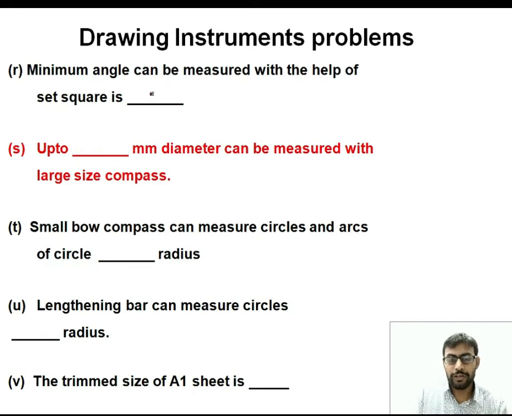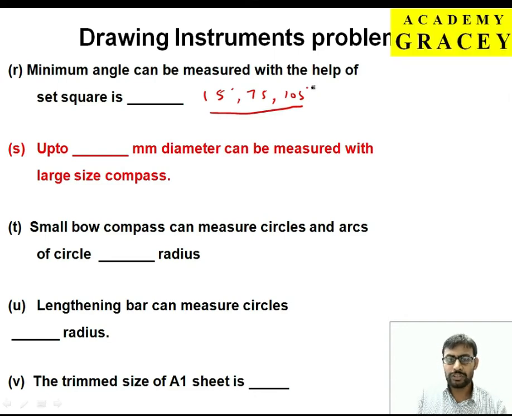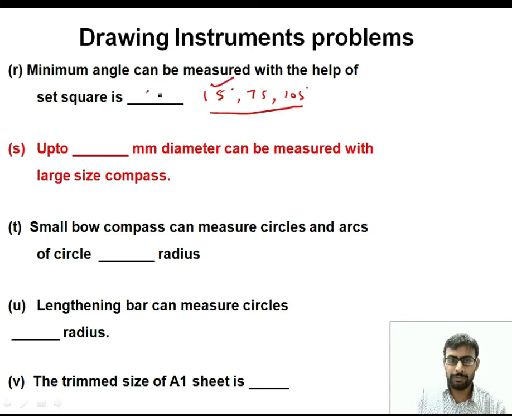We were already talking about that. With the combination of these two set squares, we can draw 15 degrees, 75 degrees and 105 degrees. So these angles can be drawn with the help of a combination of set squares, and also with the help of a T-square. The question was what minimum angle can be drawn with the help of the set square. The answer will be 15 degrees.